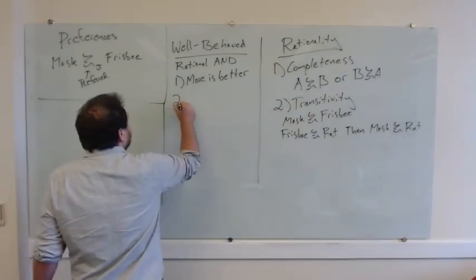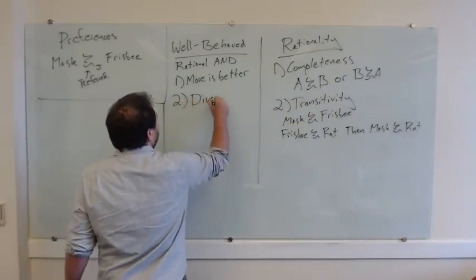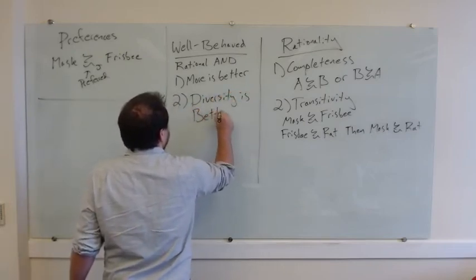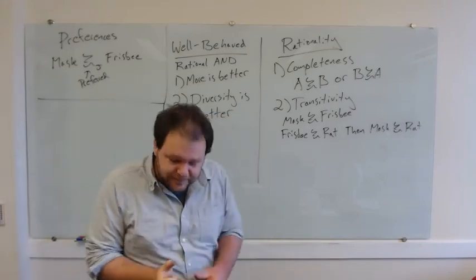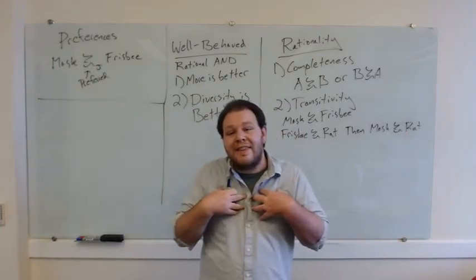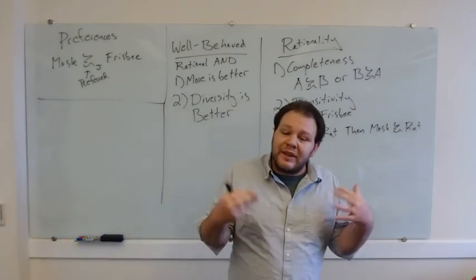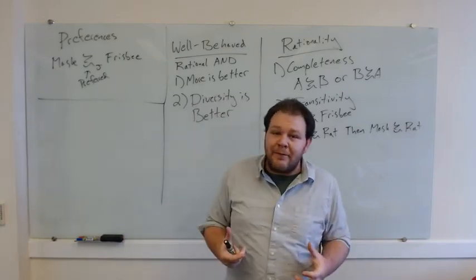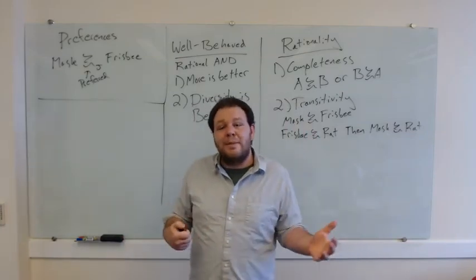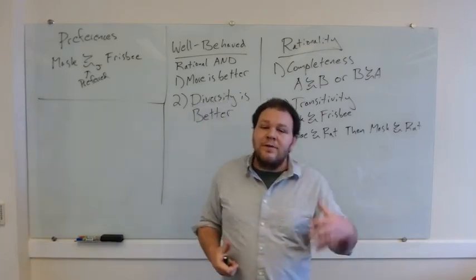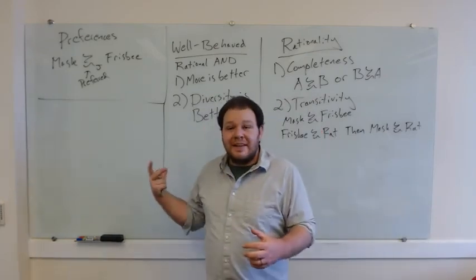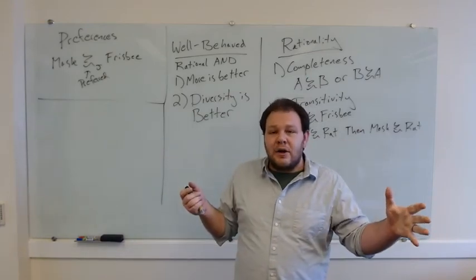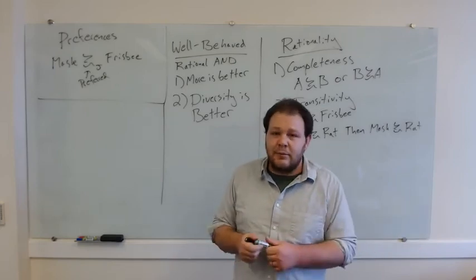The second is that diversity is better. What we mean by this is that the more of one thing that I have, the less of other stuff I'm willing to give up to get more. So, how much am I willing to pay for my first cup of coffee in the morning? It's going to be a lot more than what I'm willing to pay for my 8th cup of coffee in the morning. If I'm making a sandwich, I've got peanut butter and I've got jelly. The more peanut butter is already on the sandwich, the less jelly I'm willing to give up to get a little bit more peanut butter.